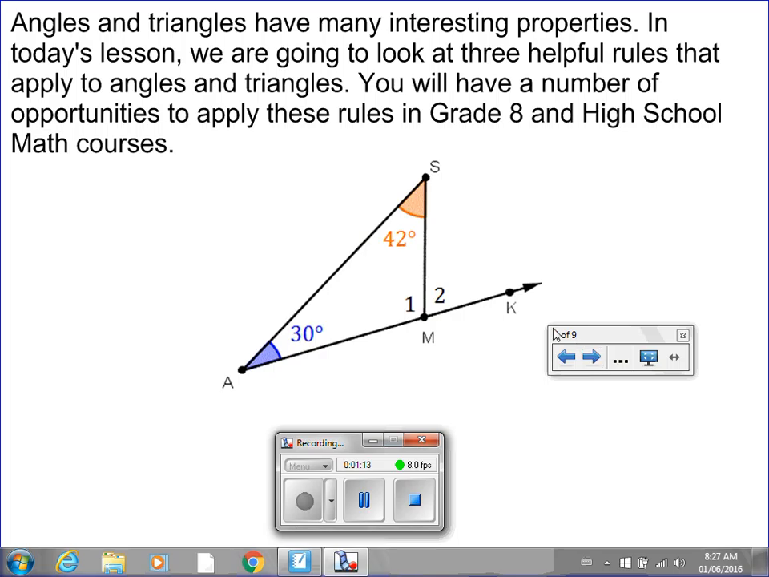Now just look at this diagram here. We've got a triangle, and then we've got a line segment that continues to extend from the base of the triangle. So we see that within the triangle, 2 angles are given. We can use rules of angles and triangles to determine not only the measure of the third angle within the triangle, but we can also calculate the value of the angle that's on the opposite side as well. So let's get started.